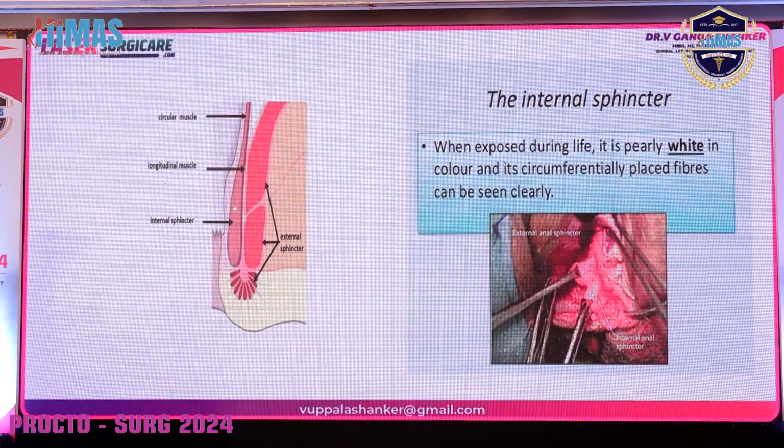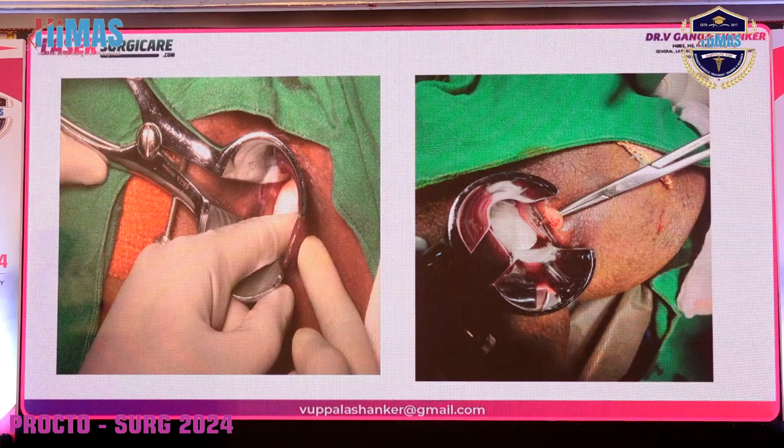Coming to the muscles, the inner one is the internal anal sphincter, the mid one is the longitudinal muscle, and this is the external anal sphincter. How to identify the internal anal sphincter? It is always pearly white in color, and whenever you apply energy, it will not twitch. This is how you palpate for the intersphincteric groove, and this is how the internal anal sphincter looks.